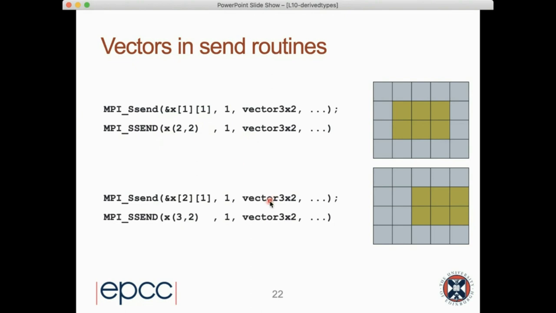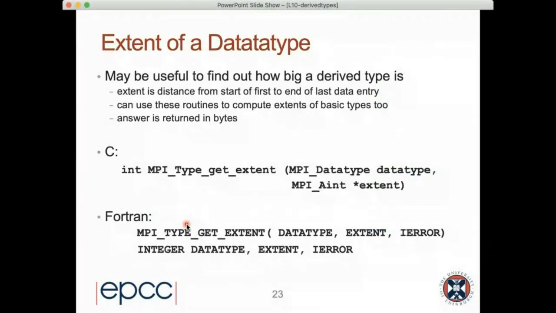But we can use exactly the same data type to send a different 3x2 block just by changing the first element that we pass. So if we wanted to send this block instead, then it's just a question of figuring out what the indices are for the first element, and then passing those. So it would be the address of X21 in C or X32 in Fortran.